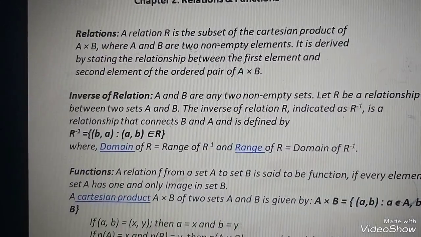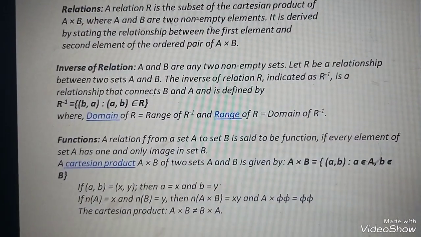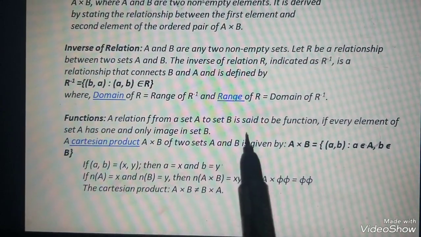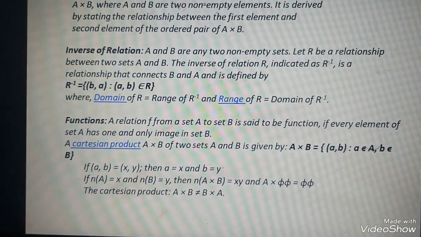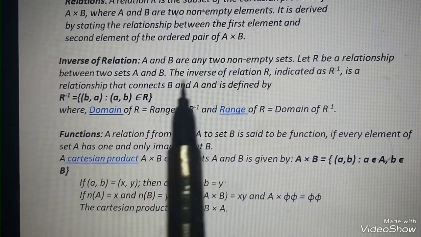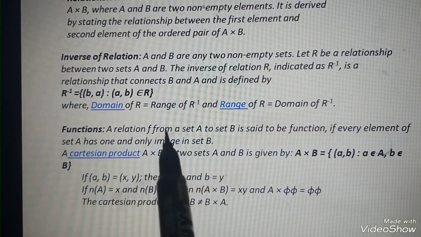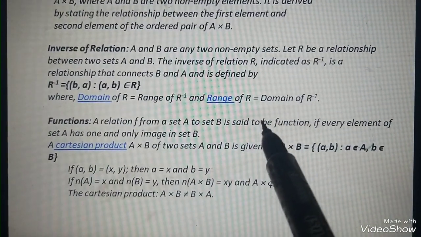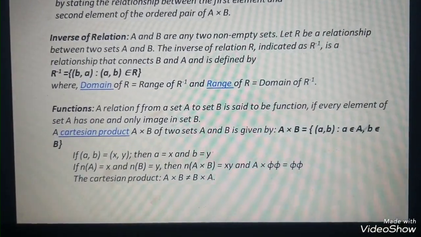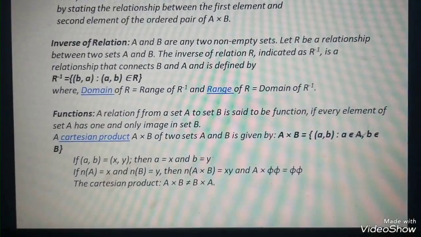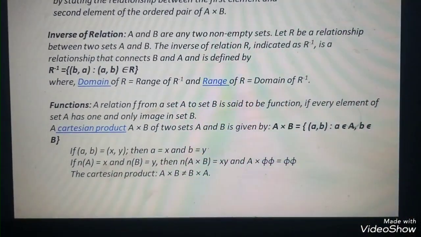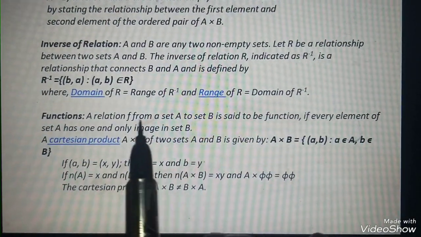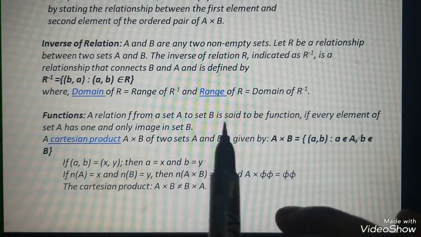Okay, now function. What is a function? A relation f from a set A to a set B is said to be a function if every element of set A has one and only one image in set B.